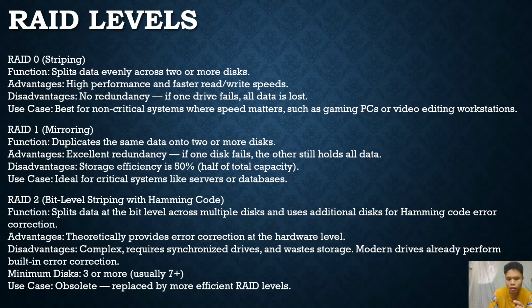RAID 2 is bit-level striping with Hamming code. It splits data at a bit level across multiple disks and uses additional disks for Hamming code error correction. Theoretically, the advantage of this is it provides error correction at the hardware level. The disadvantage of RAID 2 is it's very complex and requires synchronized drives and wastes storage. Modern drives already perform built-in error correction. The minimum is three or more disks.